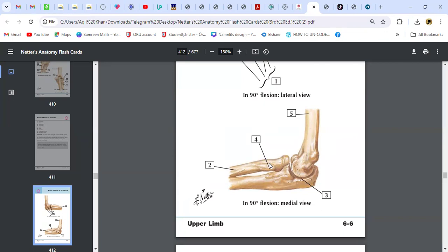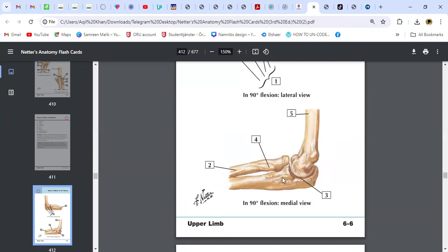I just told you that when you have to consider the dislocation of the joints in the upper limb, the elbow joint comes in the third priority or third most famous. It's most commonly accompanied by the fracture of the epicondyles of the humerus. See, these are the epicondyles of the humerus. Olecranon process of the ulna. This is the olecranon process of the ulna. The radial head or the coronoid process of the ulna, right?